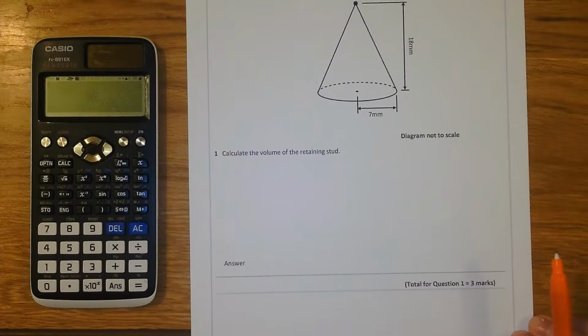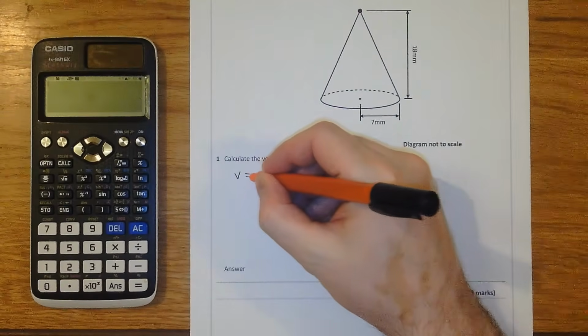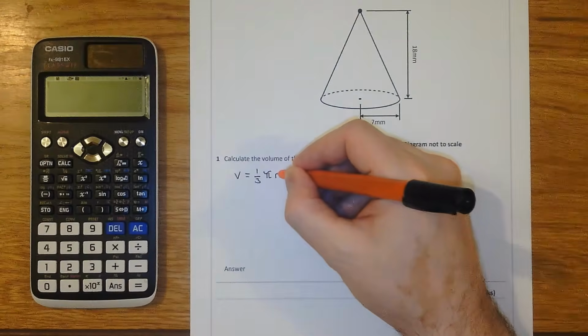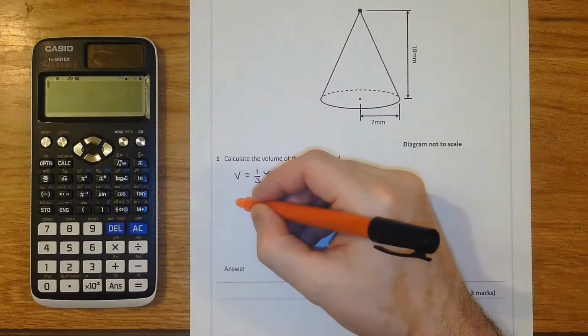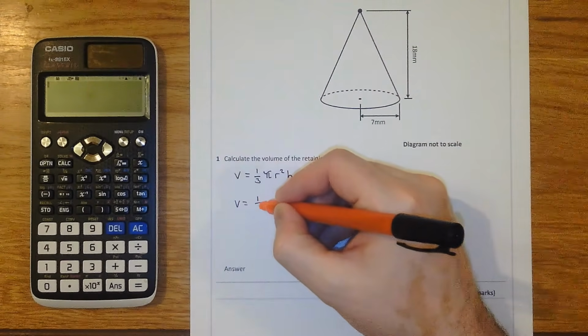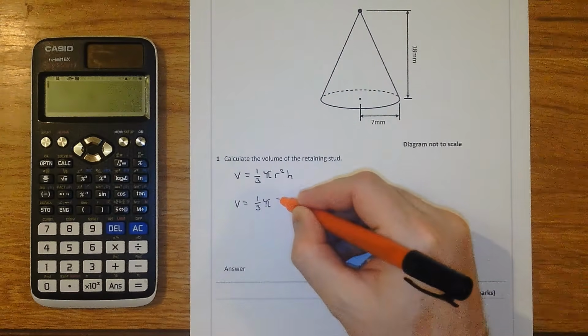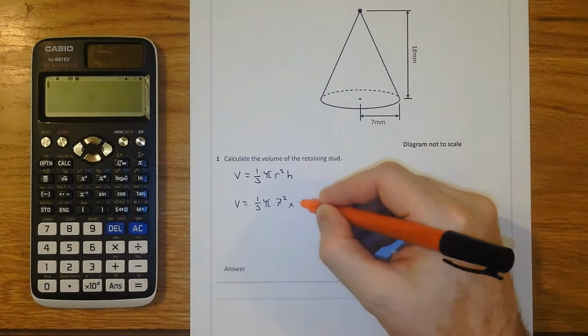So, let's begin. The formula that we require is V equals 1/3 pi r squared h. If you write out the formula, you can avoid errors in the next step when you're substituting. The substitution is V equals 1/3 pi, r is 7, because I've got the squared there to remind me, I'll put that in, and the height is 18.